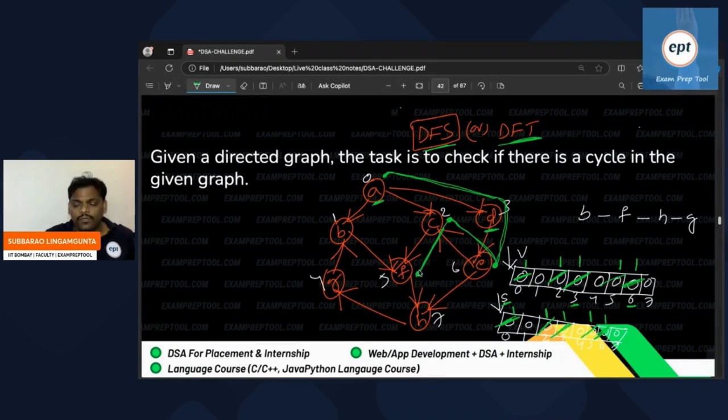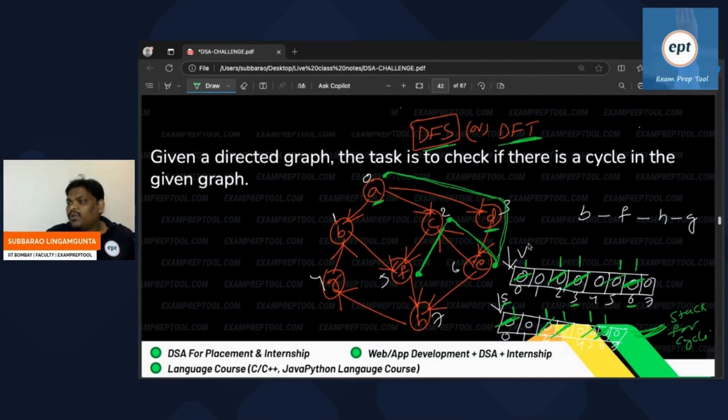Simply, I am doing DFT. If anyone is still not getting it, remember, I am just doing DFT. And to find the cycle, I am using one more stack, this one. This stack is for cycle purpose. Stack for cycle. And this widgeted array is for the DFT purpose.